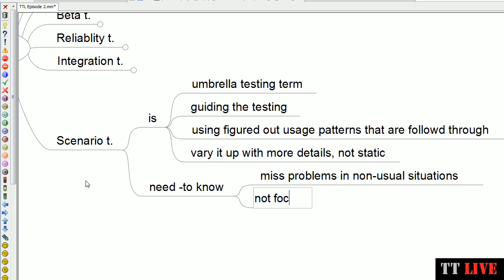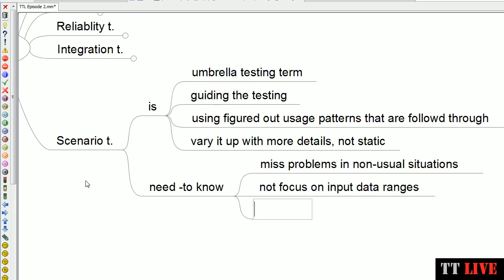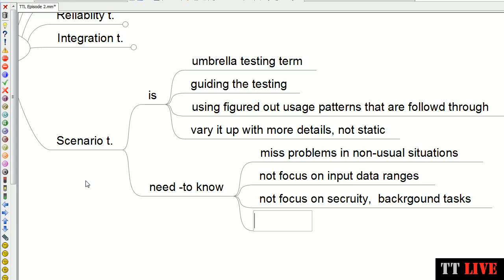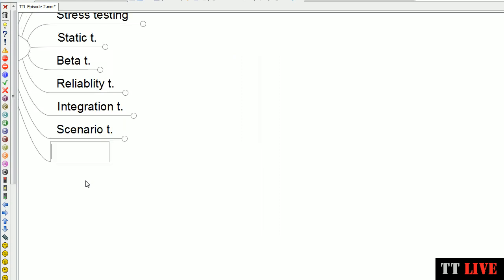We'll not focus on input data ranges, because we'll use the normal areas and stuff like that. We will not focus on security, or background tasks, or some similar things. And the best thing to note and remember is that we might not know all the ways our users like to use our product. Simple, nothing bad about that.